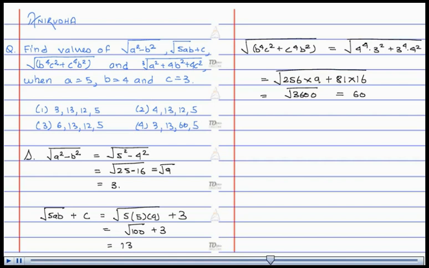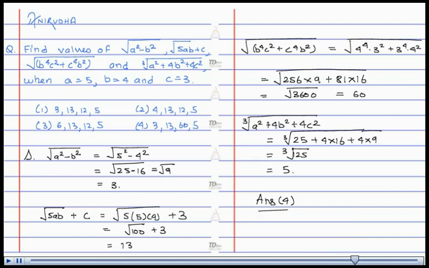And lastly we have to find cube root of a square plus 4b square plus 4c square, which is equal to cube root of 25 plus 4 into 16 plus 4 into 9, which is equal to cube root of 125, which is equal to 5, and therefore only option 4 matches with all the 4 values, and hence we have answer as option number 4.